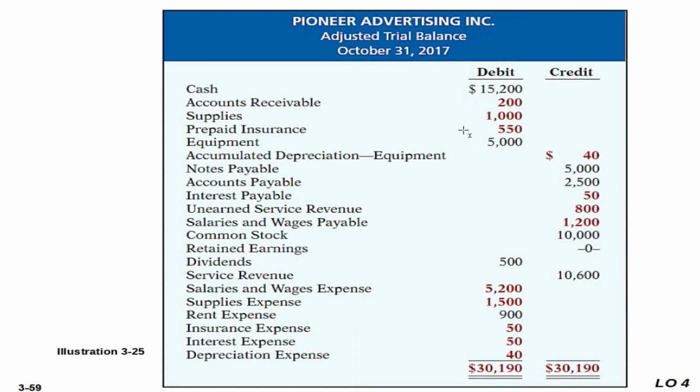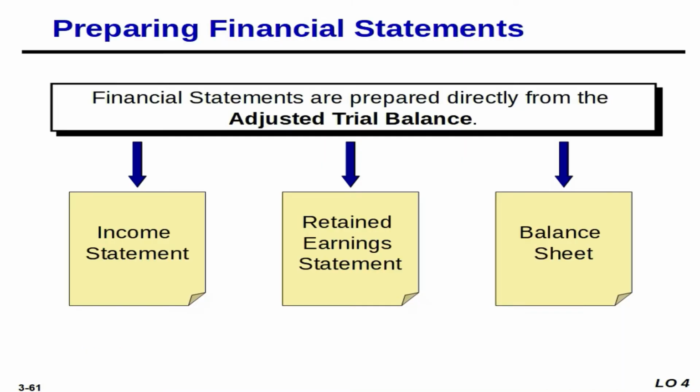Your assets are listed first, then liabilities, then all your stockholders' equity accounts, which include your revenues and expenses and all that jazz. Okay. And we'll see how these operate in relation to one another and how you can prepare the financial statements from them. So which financial statements can you prepare? You can prepare your income statement, your retained earnings statement, or statement of stockholders' equity, and your balance sheet directly from the adjusted trial balance.